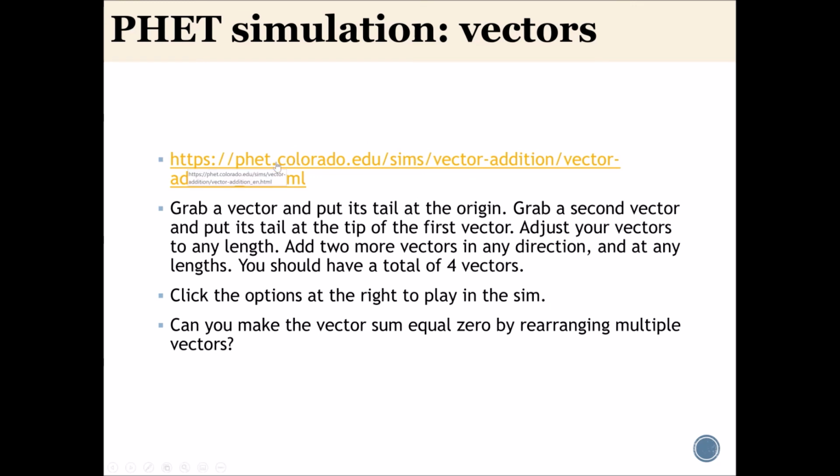I want you to click on this link. It's going to take you to a PhET simulation. Explore this simulation. Grab a vector, put its tail on the origin. Grab a second vector, put its tail to the tip of the first one. You can add as many as you like, adjust them to any length, and check out how the resultant is additive. So when your vectors add together, you end up with a resultant. Put 4 vectors on there to start with. Click any options at the right on the sim to play in the sim, and see if you can make your vector sum equal 0 by rearranging multiple vectors. All right, go explore. Come on back when you're done.